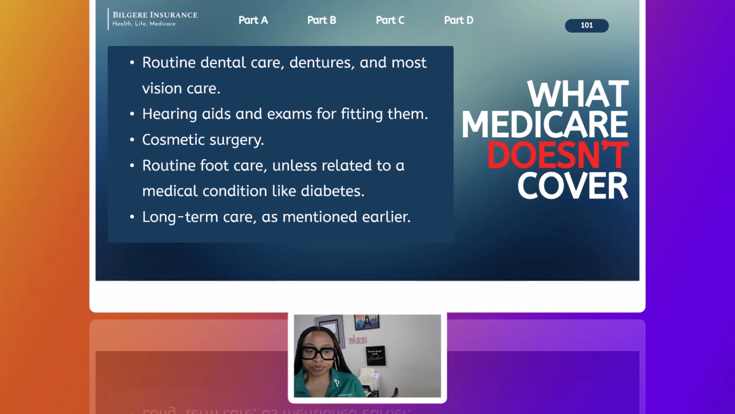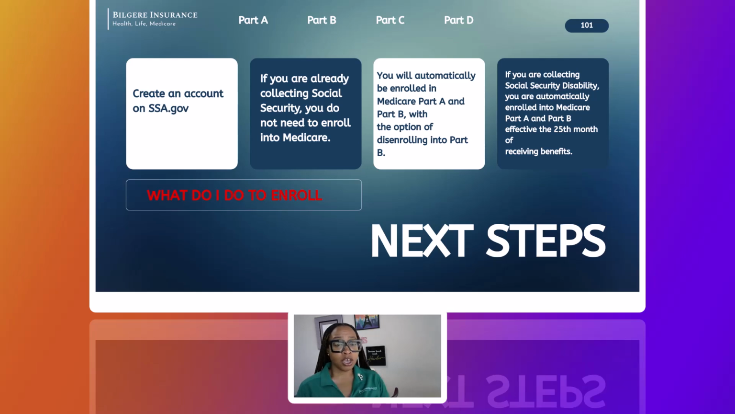So now that we went over a lot of information, let's talk about what our next steps are. First, create a Social Security account. After this seminar today, and if you're interested online, you can send me a message, but you create an account on SSA.gov. That will tell you if you're eligible, with your 40 quarters. It gives you a nice graph with an estimate of how much you will receive once you retire.